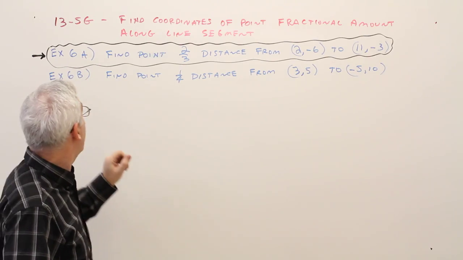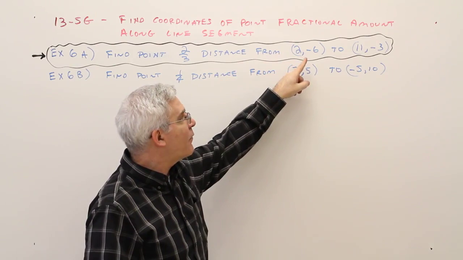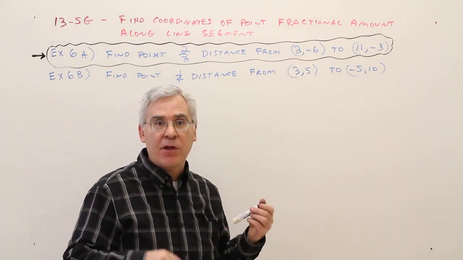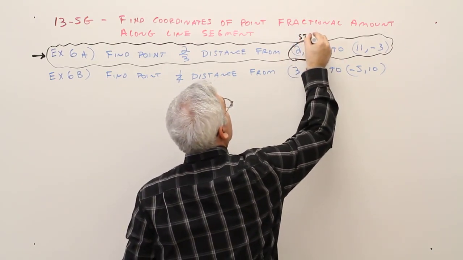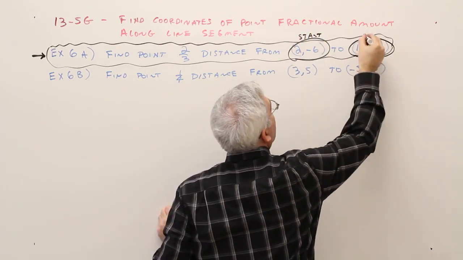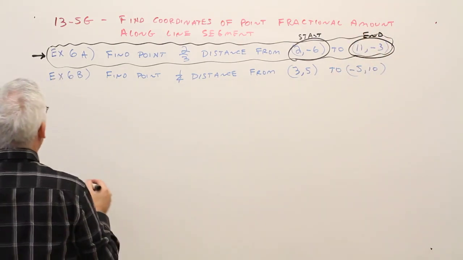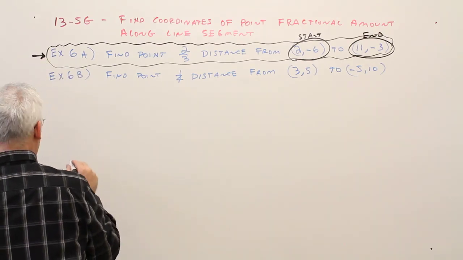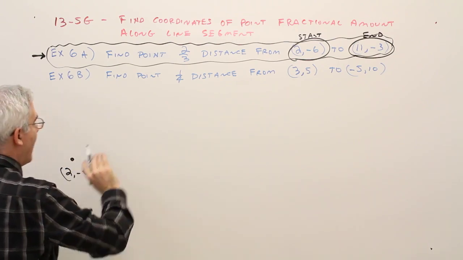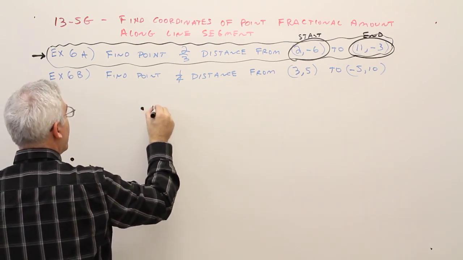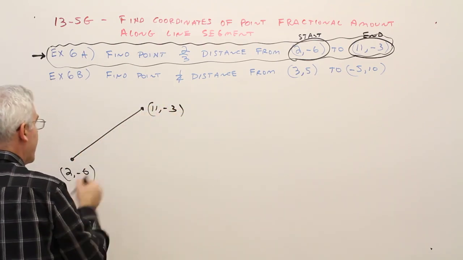So here's example 6a. Find the point 2/3 the distance from (2, -6) to (11, -3). It's very important that you know where you're starting and where you're ending. Alright, so I'm going to just draw a quick little sketch. Remember I'm doing example 6a right now. So (2, -6) could be somewhere here. And then (11, -3) could be somewhere here. And I want to go 2/3 the distance.